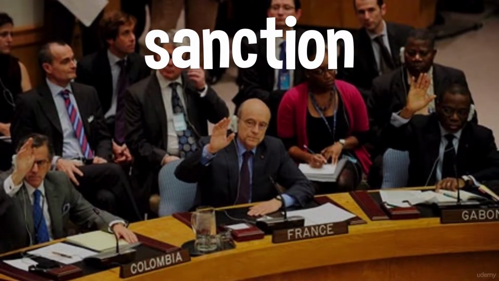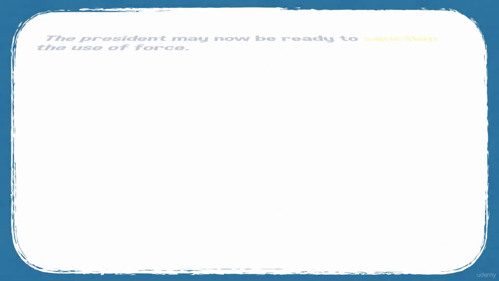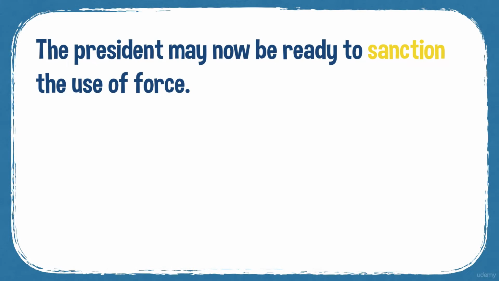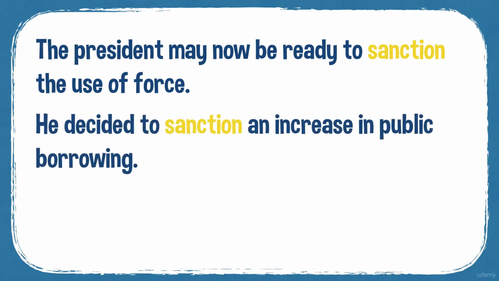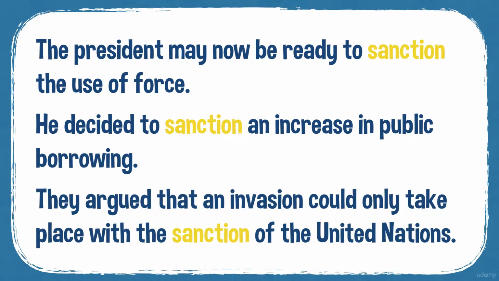Sanction. If someone in authority sanctions an action or a practice, they officially approve of it and they allow it to be done. And in this picture, the United Nations Security Council is sanctioning an action. So, for example, the President may now be ready to sanction the use of force, to give it official approval. He decided to sanction an increase in public borrowing. They argued that an invasion could only take place with the sanction of the United Nations.